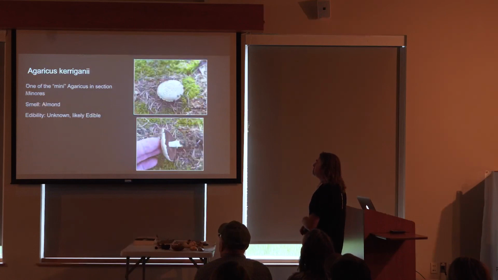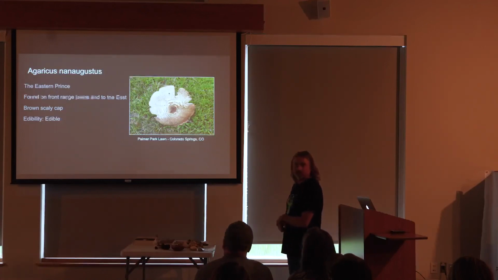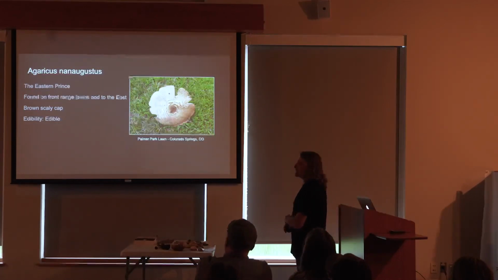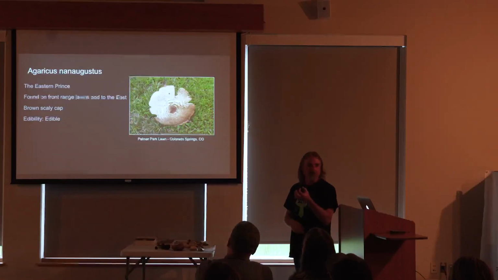When you say here, you mean this side of Pikes Peak? Just in our state. It's never been documented as being here. What section is that in? Arvensis. What does it smell like? It's like almondy kind of, just like all the other ones that are in this section. Is Arvensis the only almond smeller section? No. Section Minores are, the mini Agaricus smell that way too.